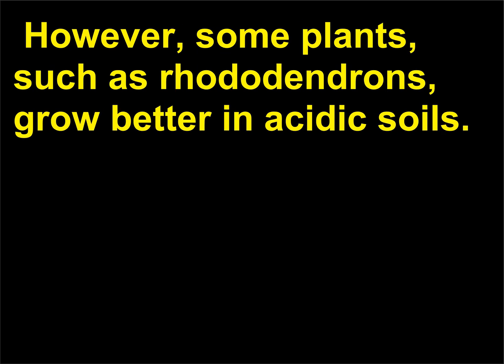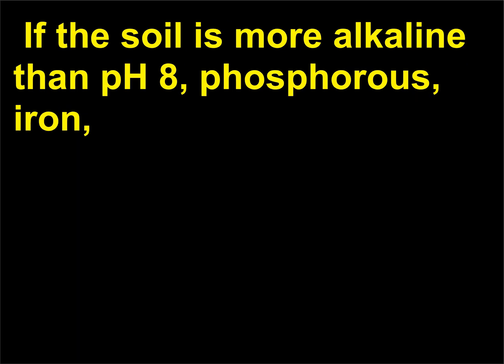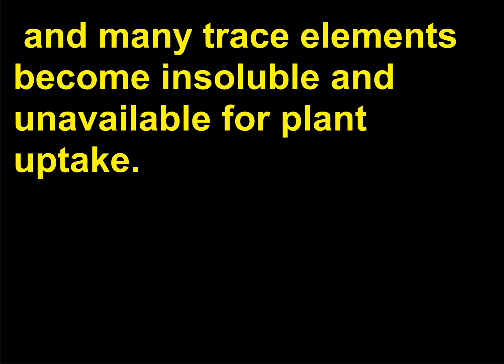However, some plants, such as rhododendrons, grow better in acidic soils. High soil pH can also decrease the availability of nutrients. If the soil is more alkaline than pH 8, phosphorus, iron, and many trace elements become insoluble and unavailable for plant uptake.